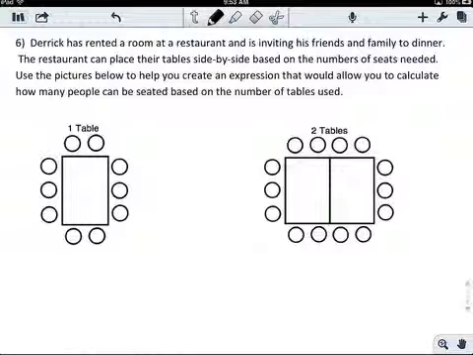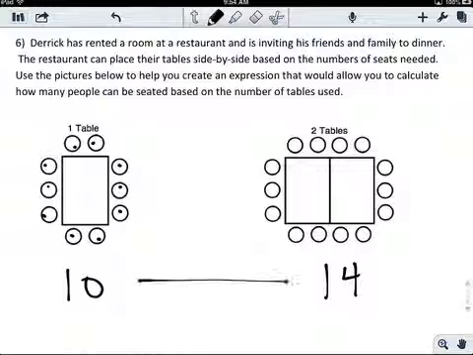What I think about here is I just start by trying to analyze that picture. First, one table seems like it seats 2, 3, 4, 5, 6, 7, 8, 9, 10 people. So one table seats 10 people, and two tables appears to seat, I'm just counting here, 14. So when you add one table, it adds plus 4 seats.